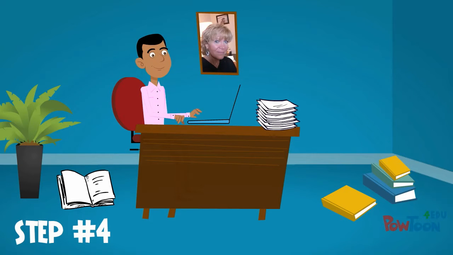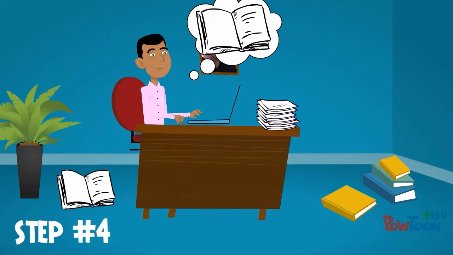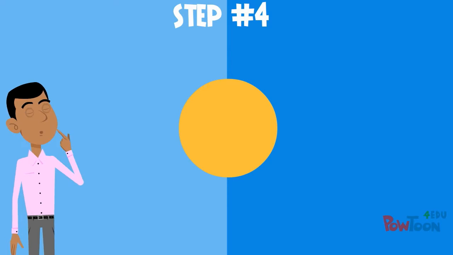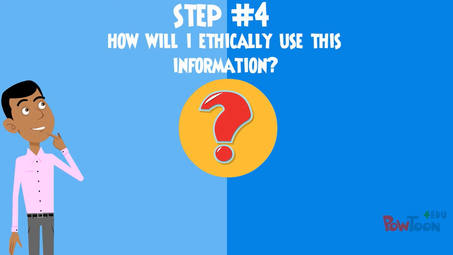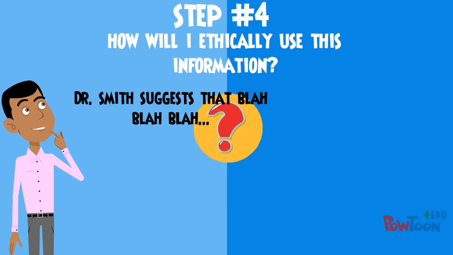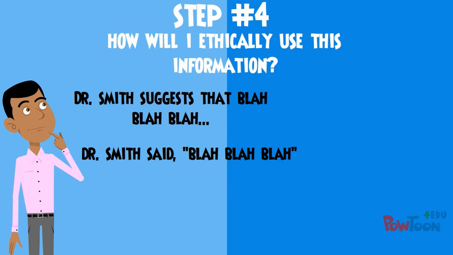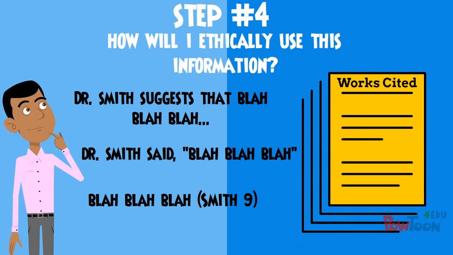This step in the research process also requires a researcher to look at the information he is using and make sure he is giving credit to the source of the information, such as the author. The researcher should ask, how will I ethically use this information? This might require summarizing, using quotations or parenthetical citations, and including the source in a bibliography or works cited page.